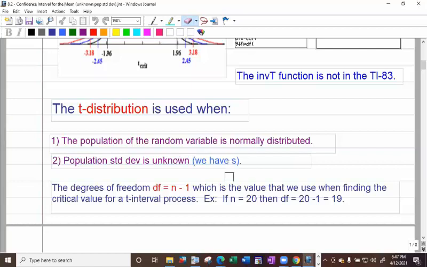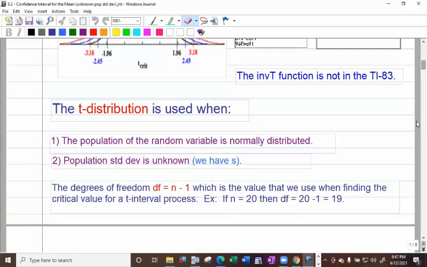And we don't know the population standard deviation. We have S. Now here's what that DF stands for. It stands for degrees of freedom. It's a real simple calculation. It's just n minus 1. So you'll always be given your n. So if n is 20, degrees of freedom will be 19.